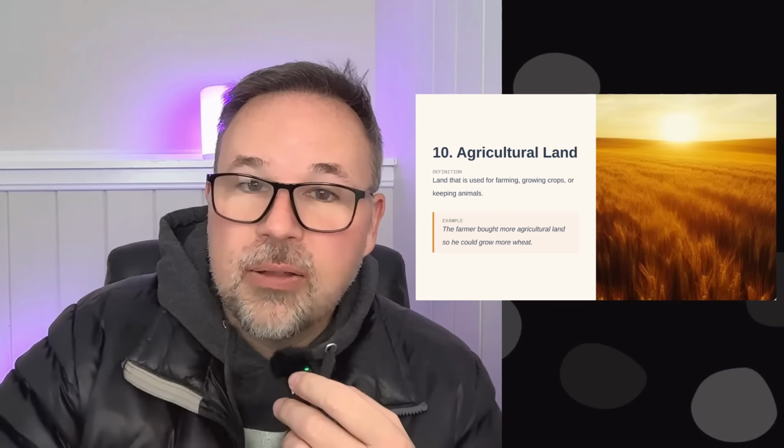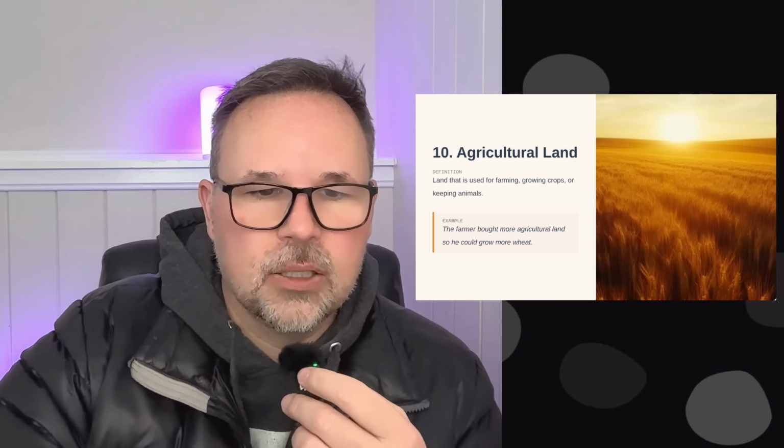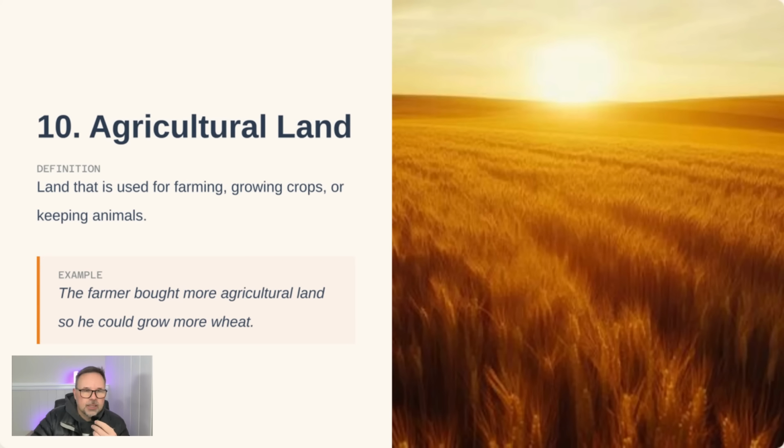Agriculture. When you hear that, think farming, just like the picture. Here is the definition: land that is used for farming, growing crops, or keeping animals. The farmer bought more agricultural land so he could grow more wheat, and wheat is what is in the picture.